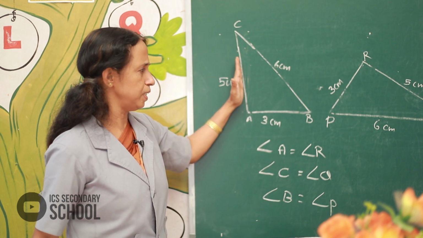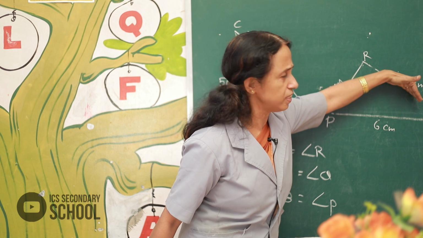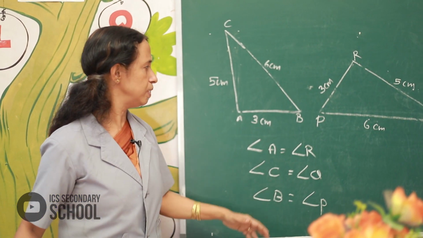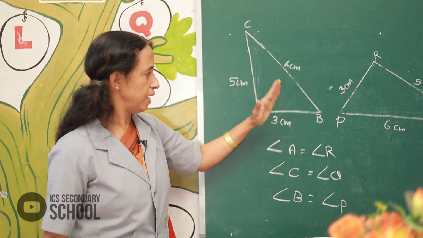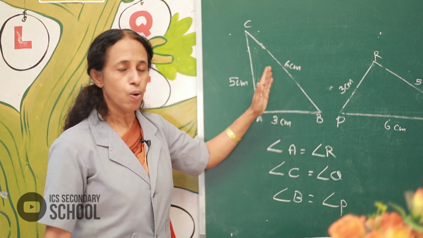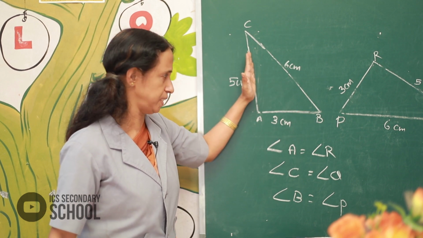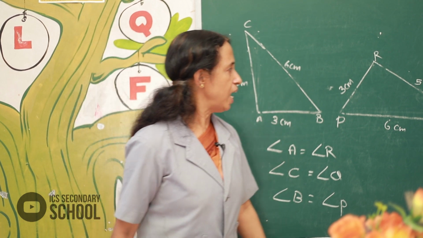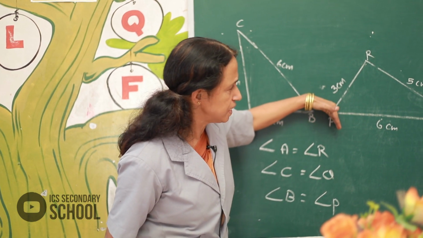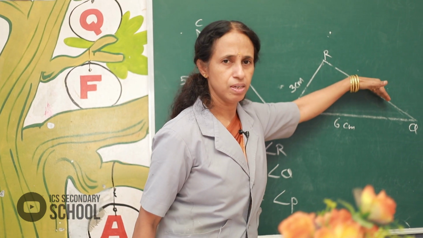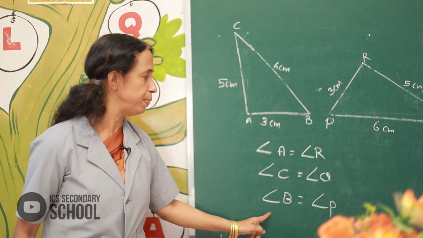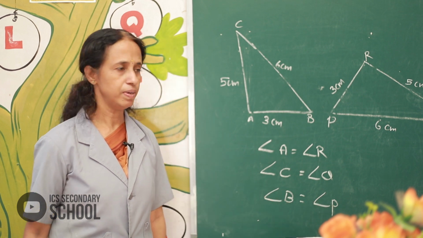AC is equal to 5 centimeter. QR is equal to 5 centimeter. Angle B is the opposite angle of side AC and angle P is the opposite angle of side QR. So we can write angle B is equal to angle P.